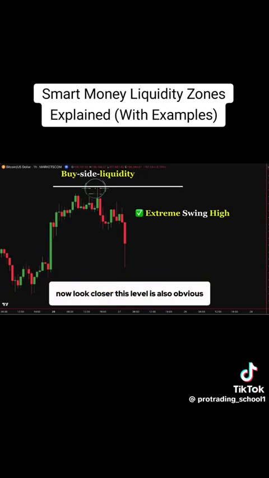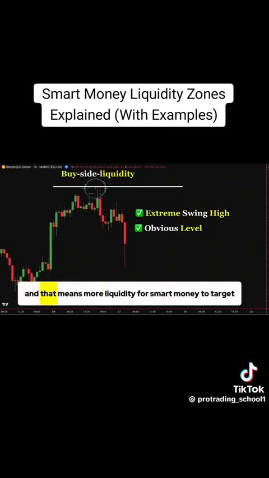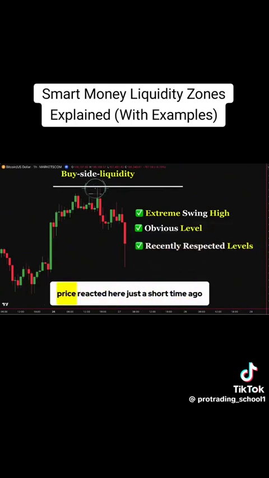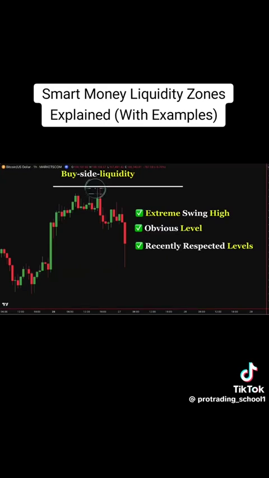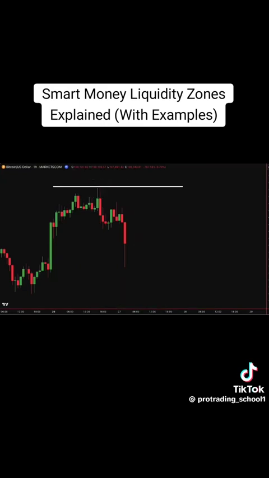Now look closer. This level is also obvious. Anyone opening this chart can see it right away. And when a level is obvious, it becomes crowded. The more visible it is, the more orders it attracts, and that means more liquidity for smart money to target. Another key trait? This level was recently respected. Price reacted here just a short time ago, which gives traders even more confidence that it'll act as resistance again. So more sellers enter, and more stop losses get placed just above. Now watch what happens.